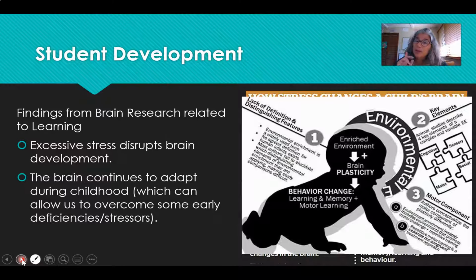But the good news is the brain is extremely plastic. I don't mean that literally. By plasticity, I mean that the brain is able to change and still continue to grow and develop. So it does continue to grow and develop through childhood. So enriching environments can sometimes overcome early stressors.